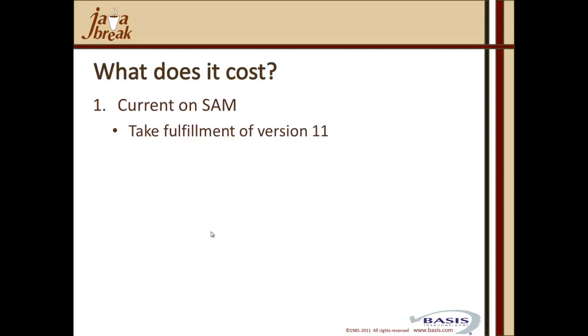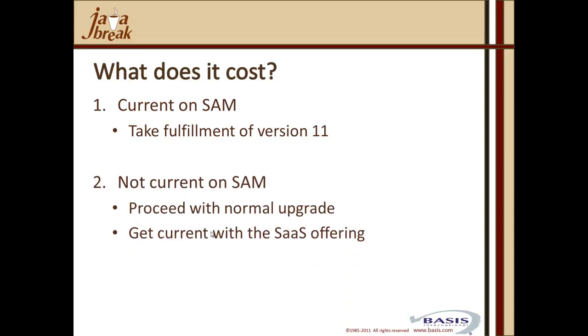So let's look at some of those considerations. If you're not current on SAM, how do you get current on SAM? Well, if you're current on SAM, of course, the easiest thing to do is just take fulfillment of version 11 and you're off and running. If you're not current on SAM, you need to proceed with your normal upgrade, or you can get current with our software as a service offering.